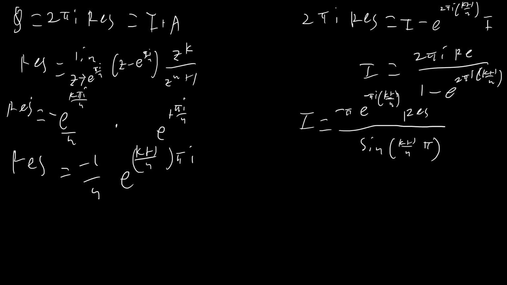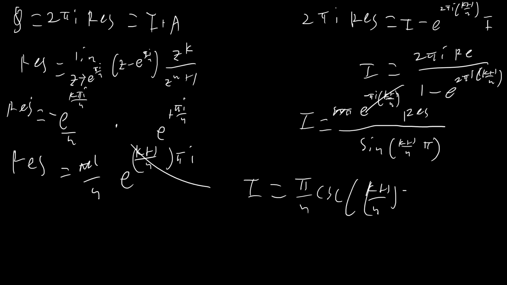When we multiply this in here, what we're going to get is that this is going to cancel with this, since the exponent is negative, so it's going to cancel. And then this negative sign is going to cancel with this. So what we're going to end up with is I equals pi over n, and then 1 over sine of k plus 1 over n pi, which is just cosecant of k plus 1 over n pi.